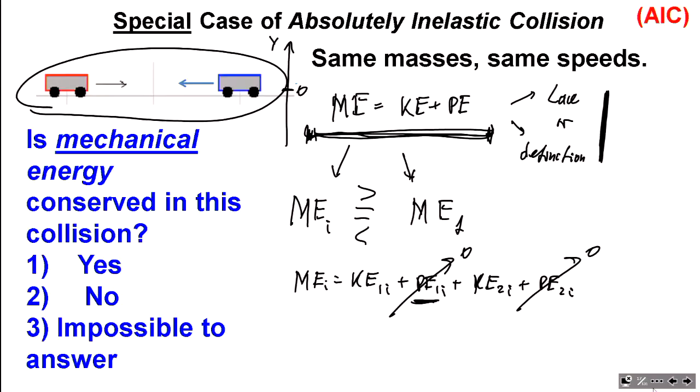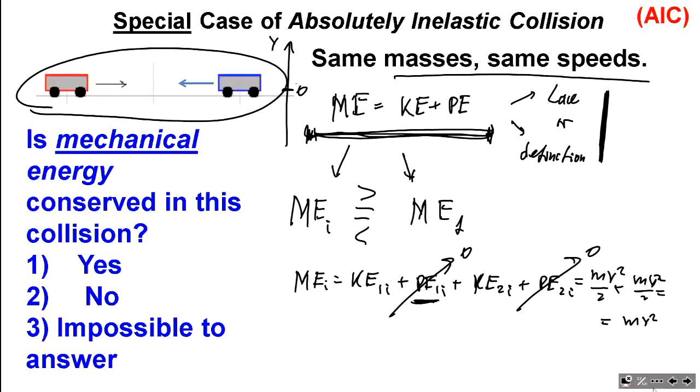And now, same mass, same speed, squared over 2. Same mass, same speed, squared over 2. So this gives us mv squared, the expression for initial kinetic energy of this system.